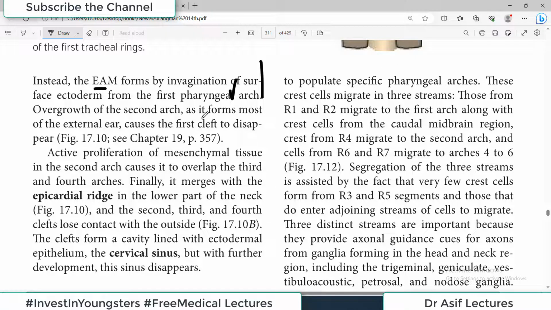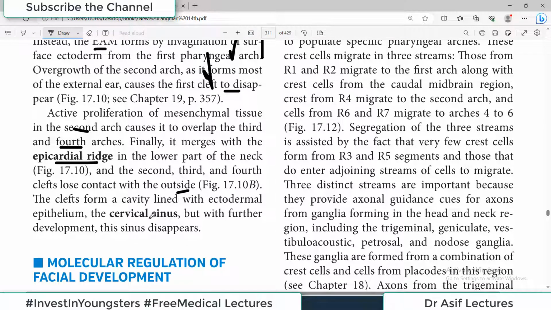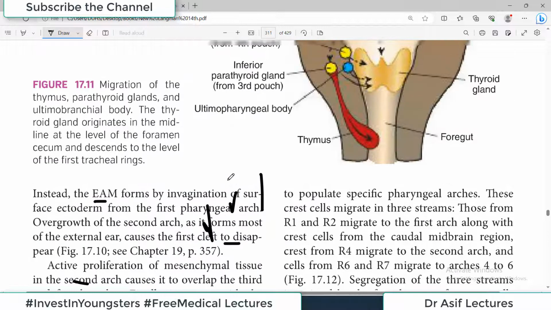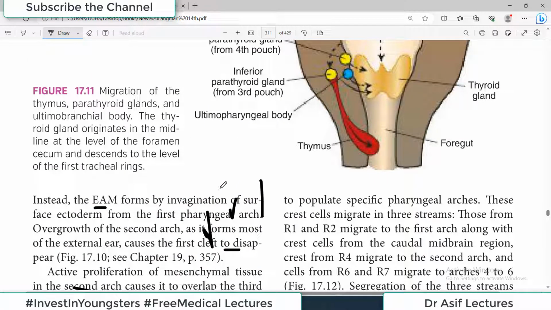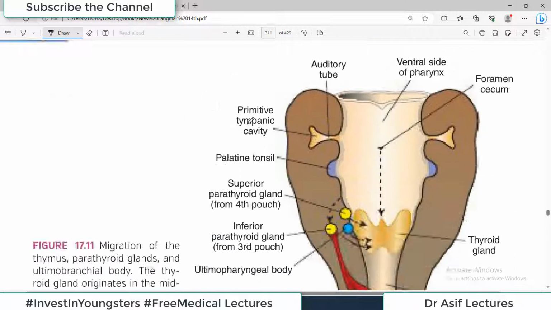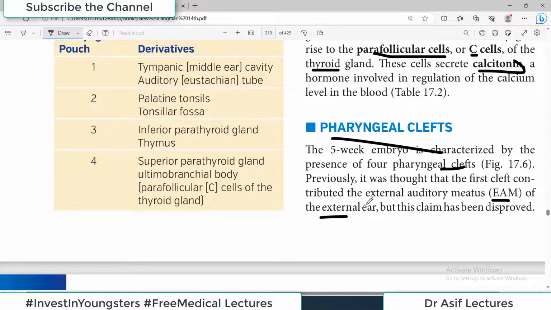Overgrowth of the second arch as it forms over the external ear causes the first cleft to disappear. That's an important thing. Active proliferation of the mesenchymal tissue in the second arch causes it to overlap the third and fourth arches. Finally, it merges with the epicardial ridge in the lower part of the neck, and the second, third and fourth clefts lose contact with the outside. The clefts form a cavity lined with ectodermal epithelium. It's called the cervical sinus, but with further development, the sinus disappears. So actually जितने भी clefts हैं, they are ultimately going to disappear. So that's the bottom line that you have to remember about the pharyngeal clefts.